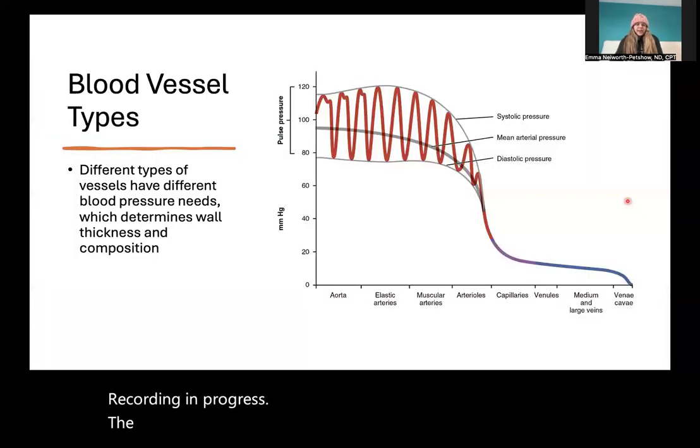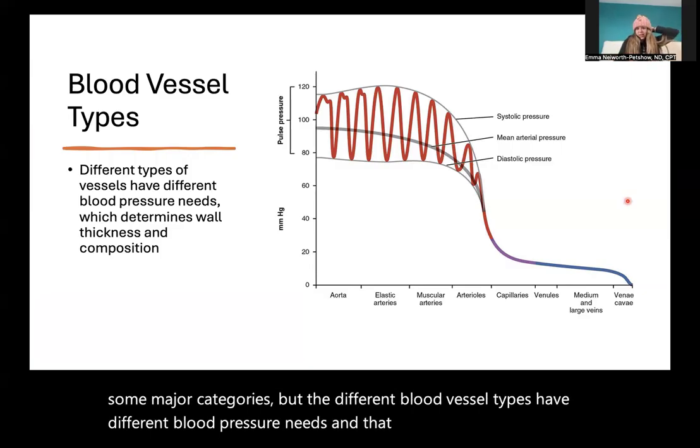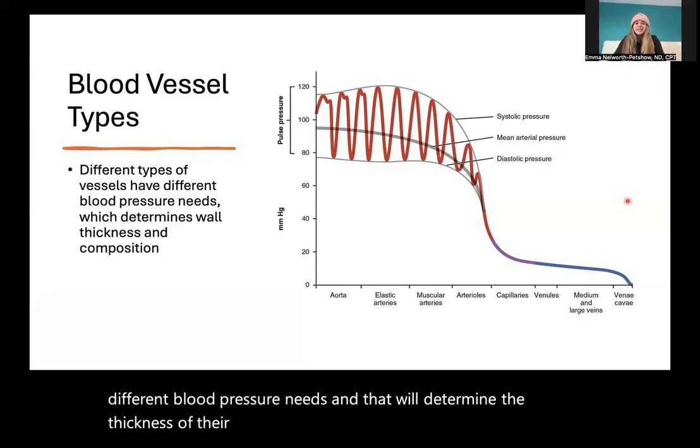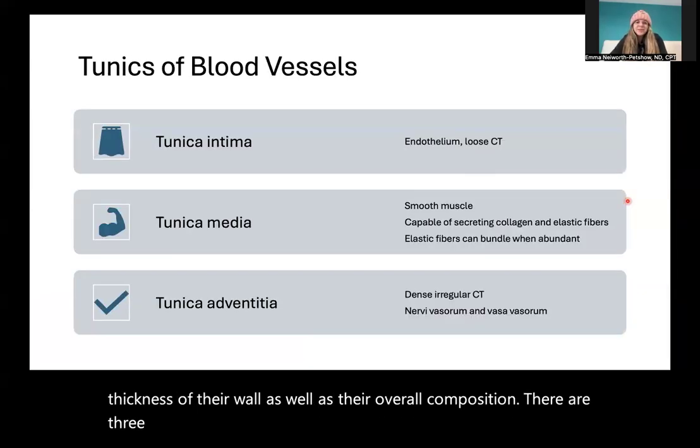The different blood vessel types, we're going to look at some major categories. The different blood vessel types have different blood pressure needs, and that will determine the thickness of their wall as well as their overall composition. There are three tunics that exist in most blood vessels: the tunica intima, media, and adventitia.